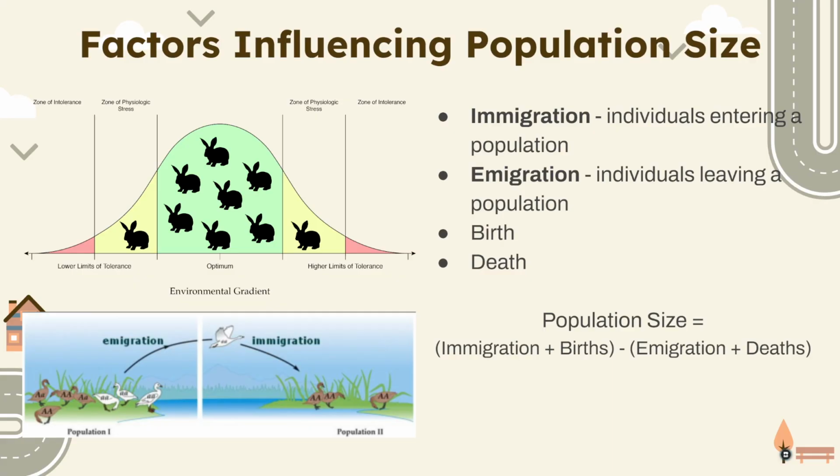The graph at the top should be a familiar concept, looking at the range of tolerance. Remember that every species has an optimum environmental condition, like a perfect temperature or amount of sunlight, where the population thrives. As conditions move away from the optimum, populations enter a zone of physiologic stress where the survival is harder. At the extremes, the lower and higher limits of tolerance, the population enters something called the zone of intolerance, and individuals can no longer survive.